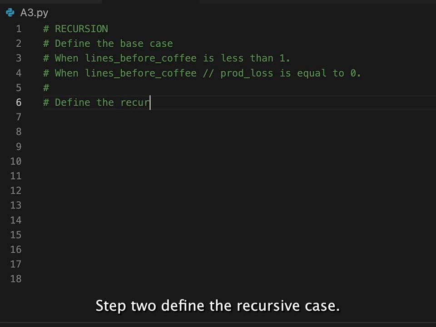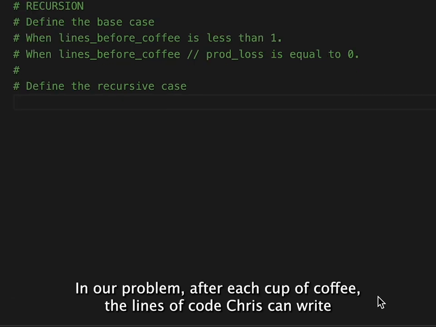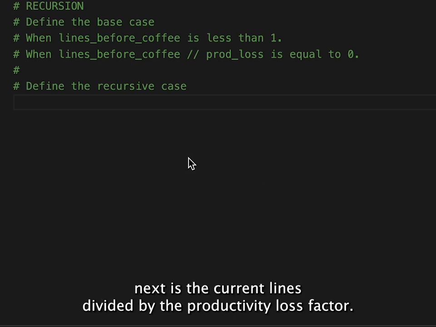Step 2, define the recursive case. The recursive case is where the function calls itself with updated arguments. In our problem, after each cup of coffee, the lines of code Chris can write next is the current lines divided by the productivity loss factor.